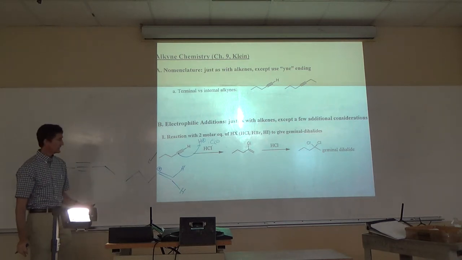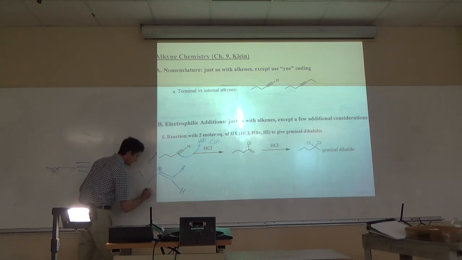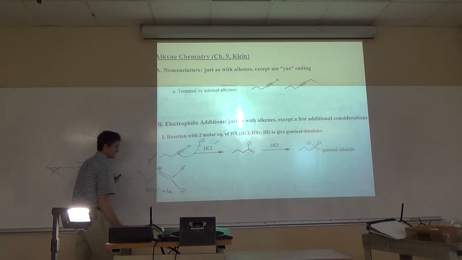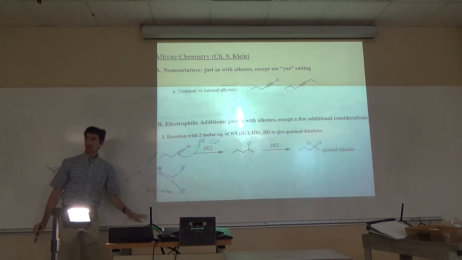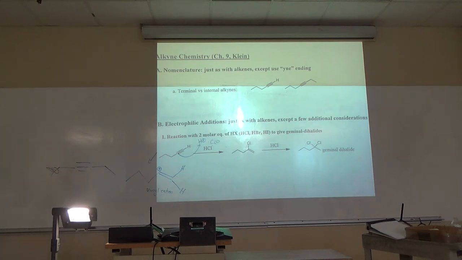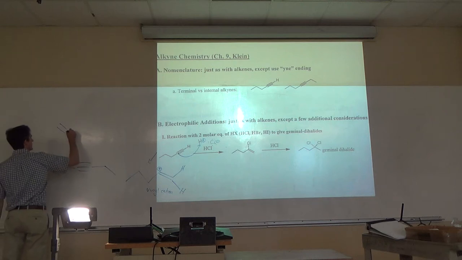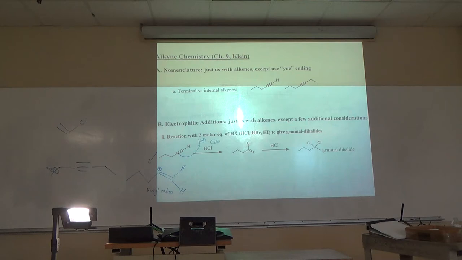Okay, let's look at this for a second. First off, it's called a vinyl cation. Because a cation is on a double bond. And vinyl is sort of slang for double bond. You may have heard of vinyl chloride. And if you polymerize vinyl chloride, what do you get? That's right, polyvinyl chloride.